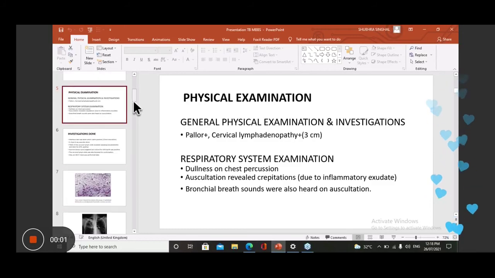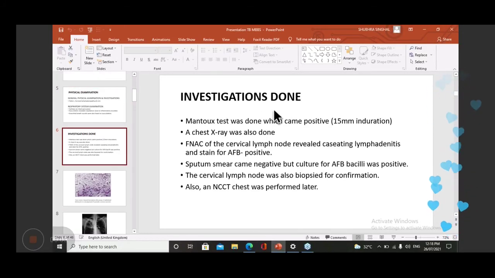Candidate collection, right? So the investigations we did: a Mantoux test, that is the screening test of choice. We did Mantoux and it came positive, 15 mm induration. I'll tell you later how we interpret the Mantoux test, right? Then we did a chest X-ray. Then FNA of the cervical lymph node was done and it revealed caseating lymphadenitis.